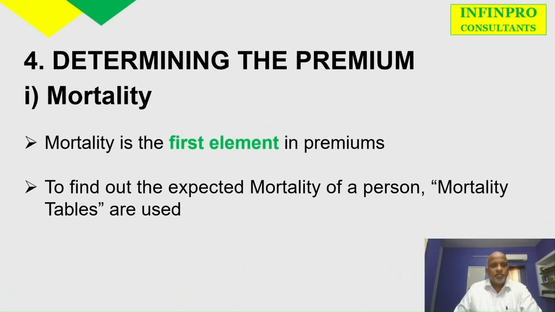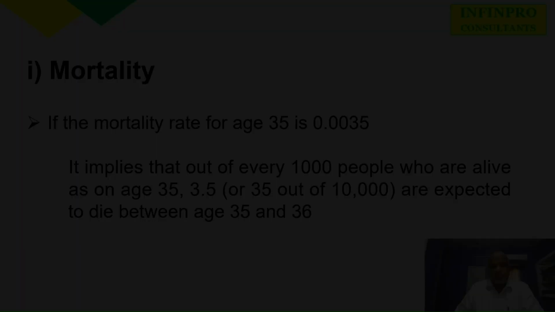So, determining the premium: mortality rate is the first element. Depending on the age of the person, using the mortality table, we can identify the cost to be added to the premium against this particular heading.